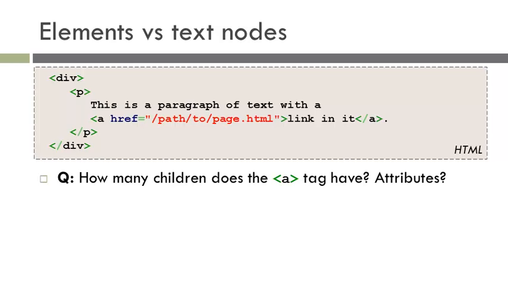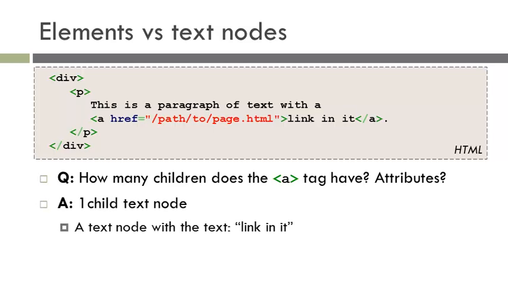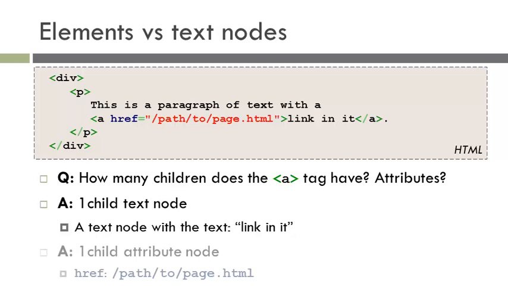In our final example and question, how many children does the a tag have? The answer is the a tag has one child text node. And how many attribute nodes does the a tag have? The a tag has one child attribute node that is a name-value pair, which contains the attribute href, and the value is path to page.html.